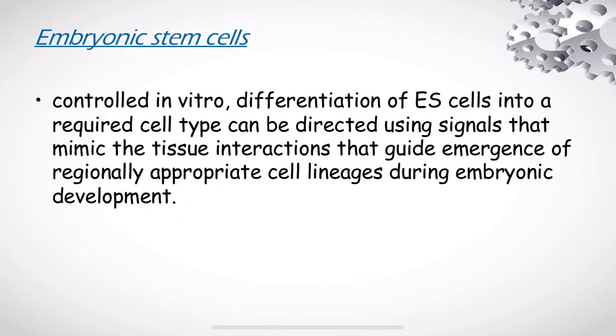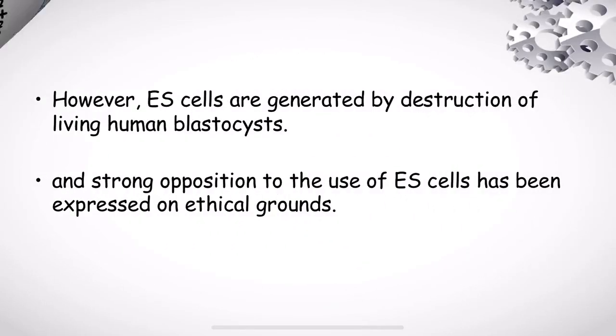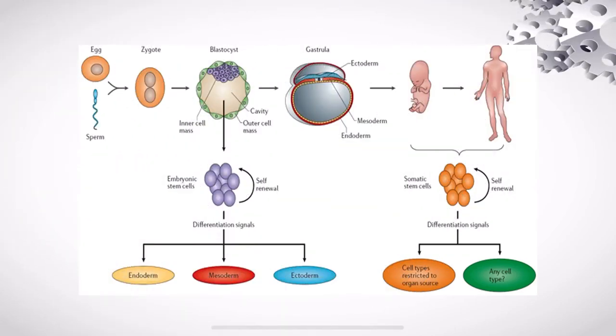Embryonic stem cells. Controlled in vitro differentiation of embryonic stem cells into a required cell type can be directed using signals that mimic the tissue interactions that guide emergence of regionally appropriate cell lineages during embryonic development. However, embryonic stem cells are generated by destruction of living human blastocysts. A strong opposition to the use of embryonic stem cells has been expressed on ethical background.